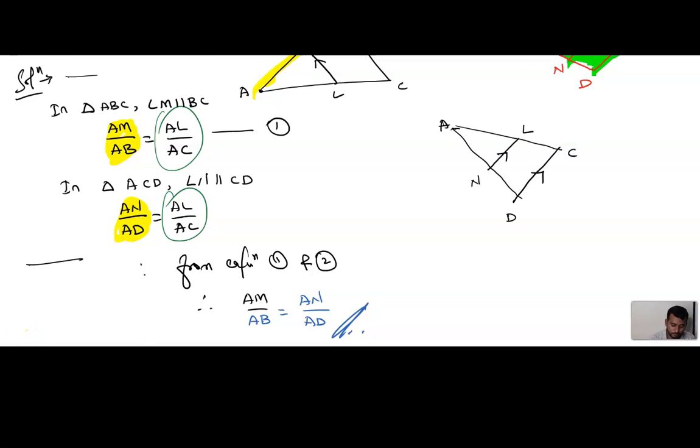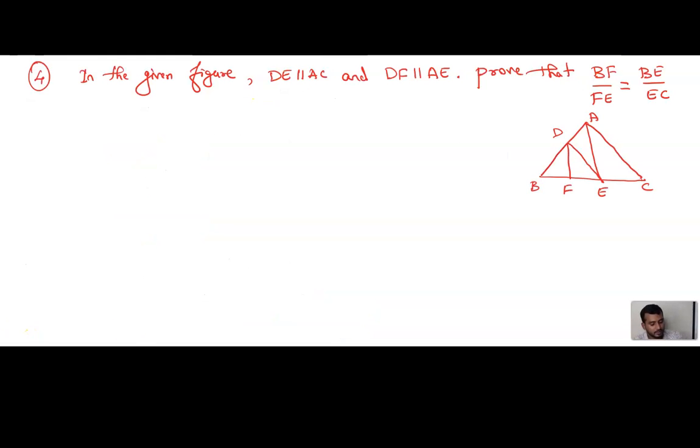Understood? Good. See children, the next problem here. In the given figure, DE is parallel to AC and DF is parallel to AE. Prove that BF by FE is equal to BE by EC. See children, as soon as you see the figure, it looks so complex and difficult to solve. By seeing the figure only, we say no, it is not possible from my side. I can't do it. So please don't make that mistake.